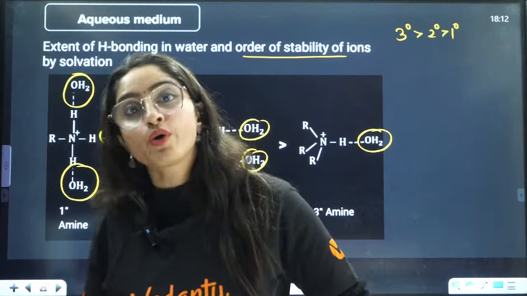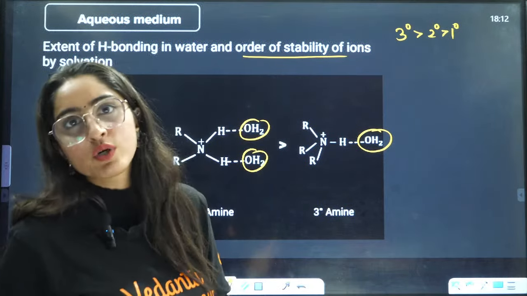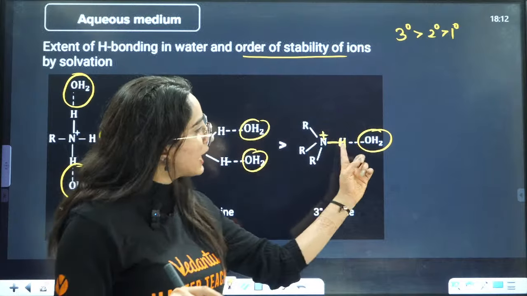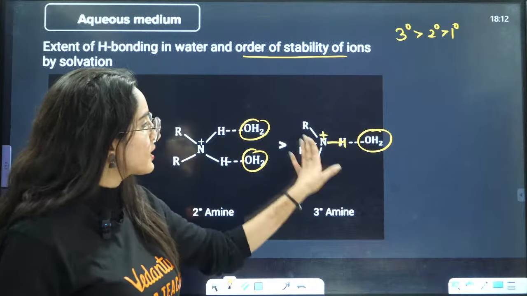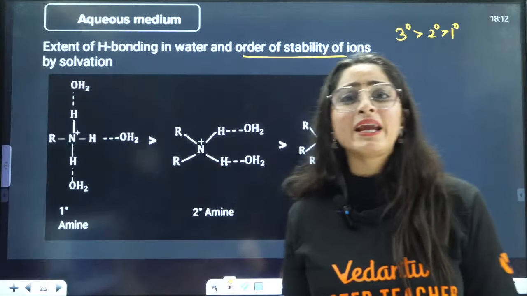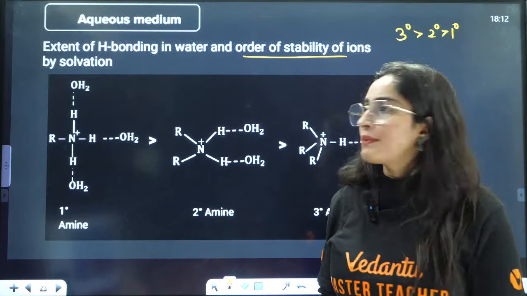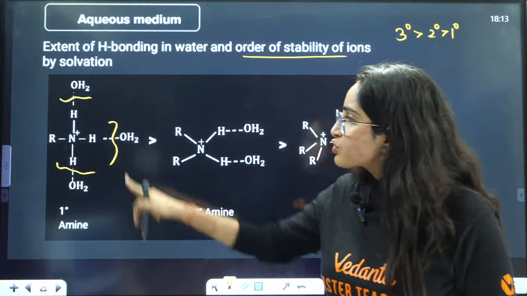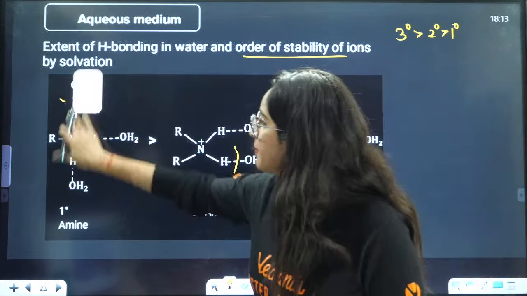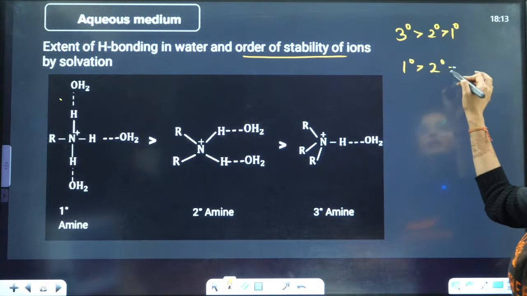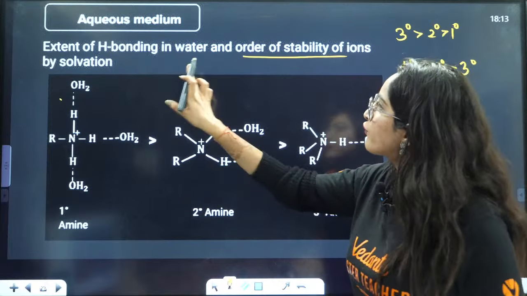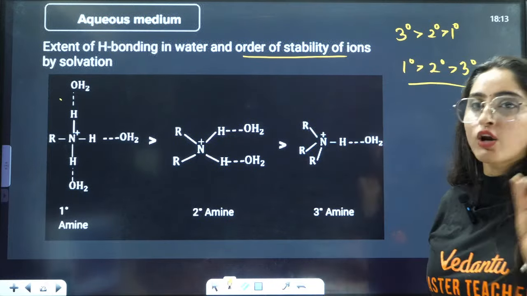You will say, ma'am, tertiary will not show any hydrogen bonding. I am saying that it is in the aqueous medium. In the aqueous medium, when it accepts H positive from water, it will have 1 H, and to that hydrogen it is forming hydrogen bonding. So basically, hydrogen bonding is maximum in 1 degree, then 2 degree, then 3 degree. That means in solvation, here it has to break 3 bonds, here it has to break 2 bonds, here it has to break only 1 bond. So the solvation energy will be maximum in case of 1 degree, then 2 degree, then 3 degree. That is the case for solvation energy. The more the solvation energy, the better it will be. So this is the extent of hydrogen bonding in water and order of stability of ions by solvation.